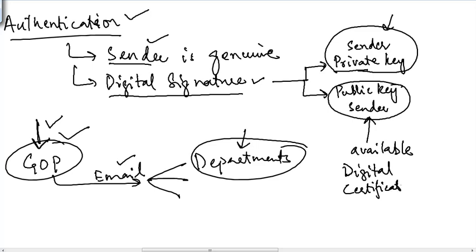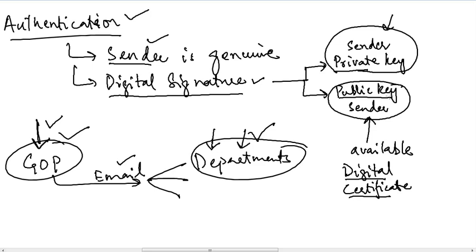So what can happen is that this department can download the digital certificate of the government of Pakistan from the government of Pakistan's website. That's one way of downloading the digital certificate. Once you have the digital certificate of the government of Pakistan, you can have the public key of the government of Pakistan, because that public key is part of the digital certificate. Okay.